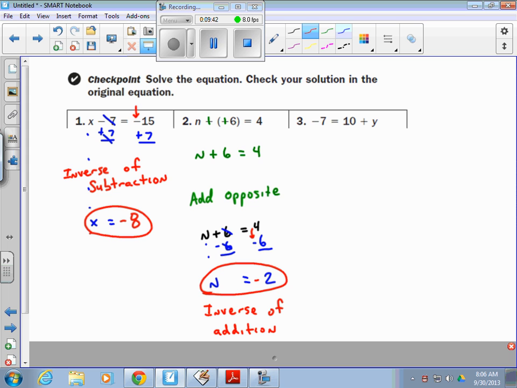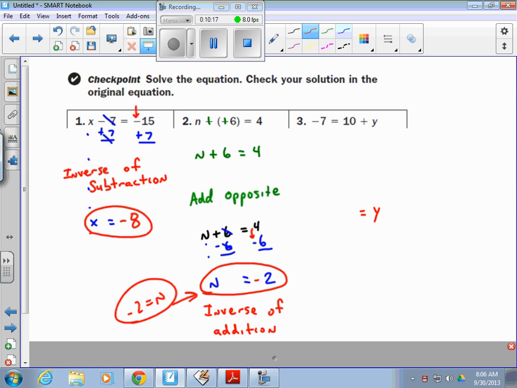And then the only difference between number 3 compared to 1 and 2 is your variable's not on the left side. It's okay, because remember, negative 2 equals n, if you're just looking back at number 2, is the exact same thing as n equals negative 2. So what we have is negative 7 equals 10 plus y. We still want to get y all by itself at the end. We don't want to have anything adding to y like we have 10 right here. At the end, we still want it to say y equals all by itself.